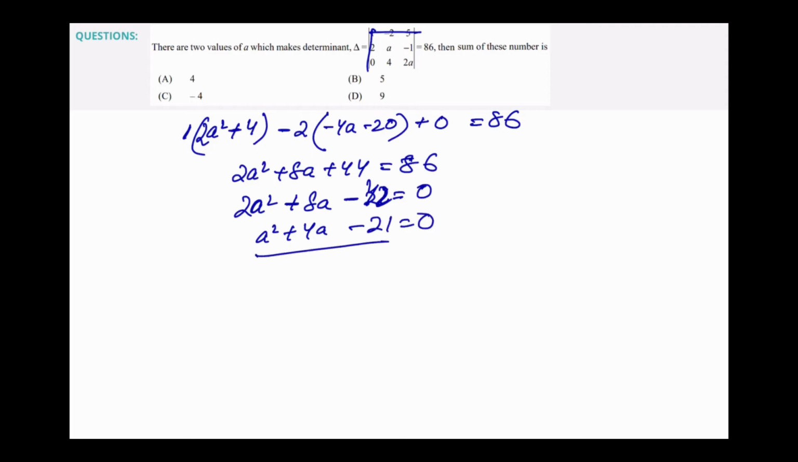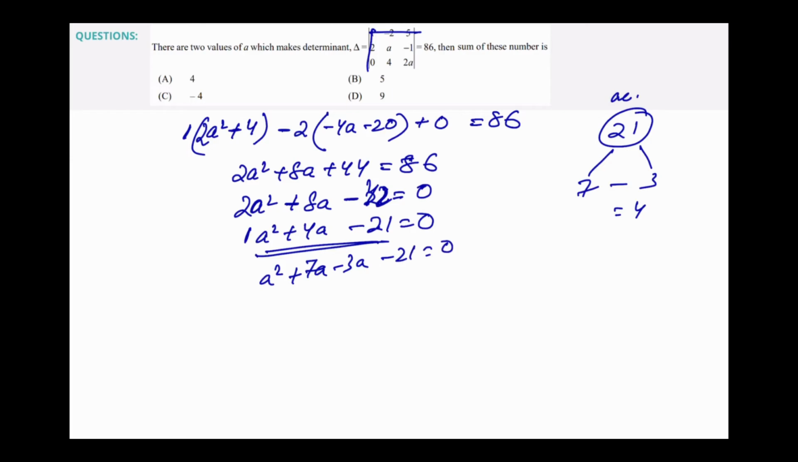Now after doing this, a lot of people don't know middle term factor. So let me just tell you, we'll take the product of AC, the last two terms, this one is 1 and this one is 21. So what are the factors? 7 and 3. So 7 minus 3 is what? 4. So a square plus 7a minus 3a minus 21 will do. So we'll get a equal to minus 7 and a equal to 3.